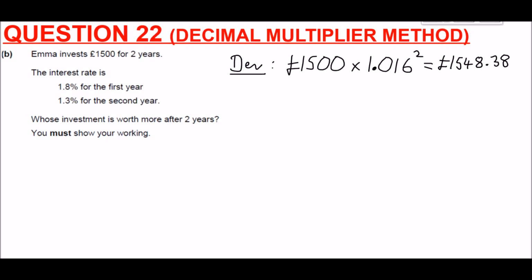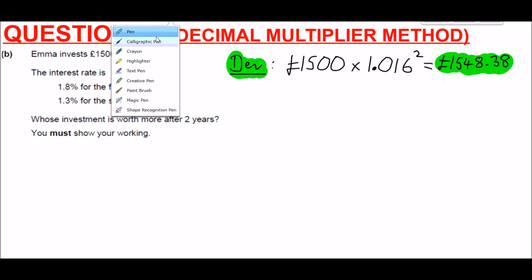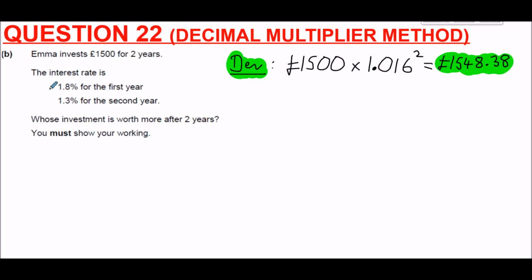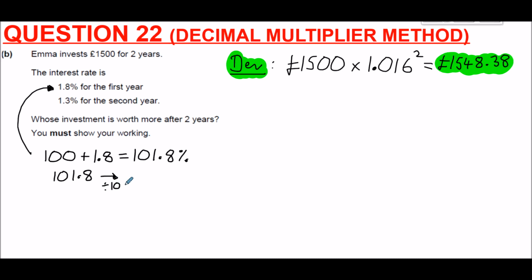We now need to compare Emma's investment against Dev's. So for Emma, the interest rate changes from the first year to the second year. For the first year, it's a 1.8% increase. So as a decimal multiplier, this will be 100 plus 1.8, which is 101.8%. Divide that by 100, and the decimal multiplier for the first year would be 1.018.